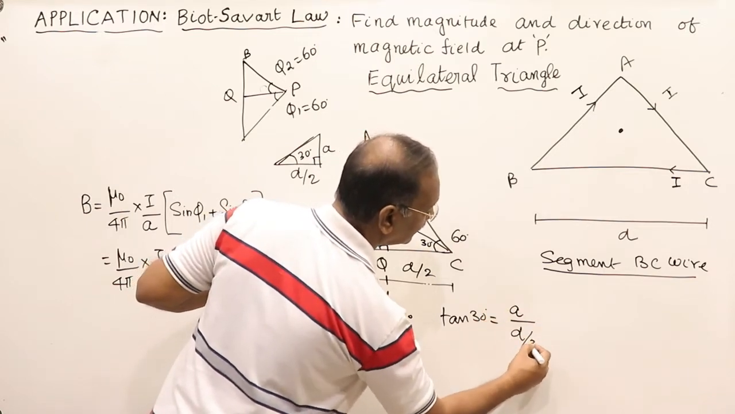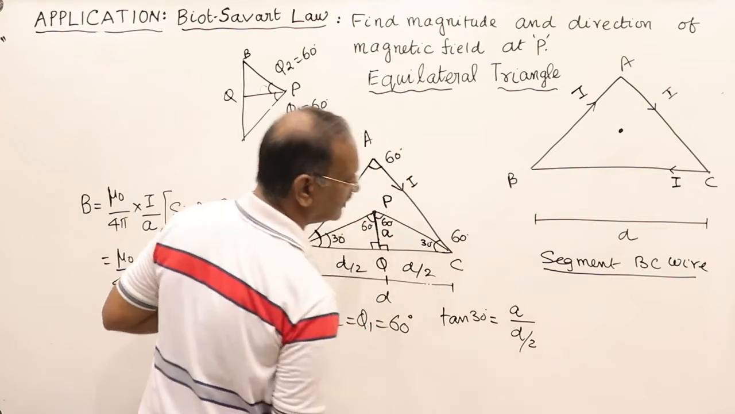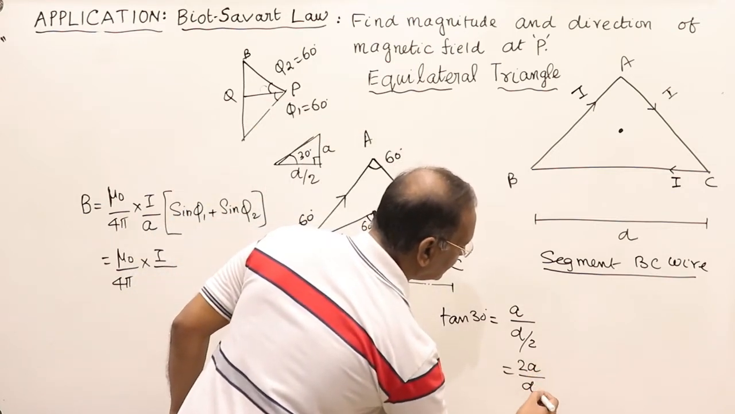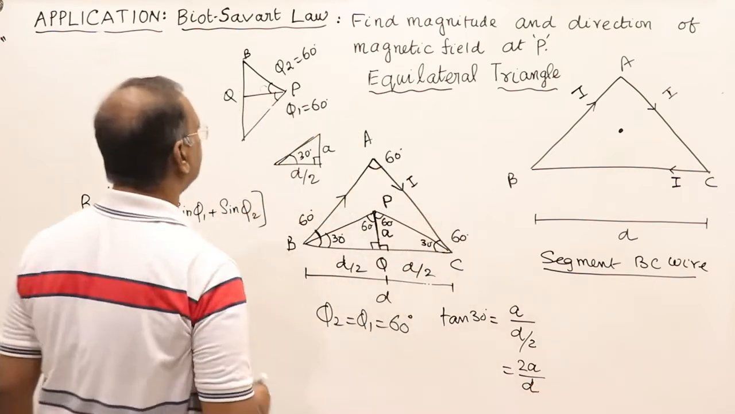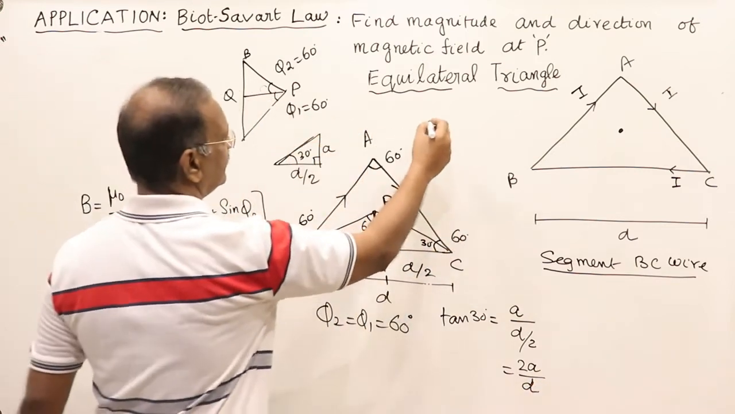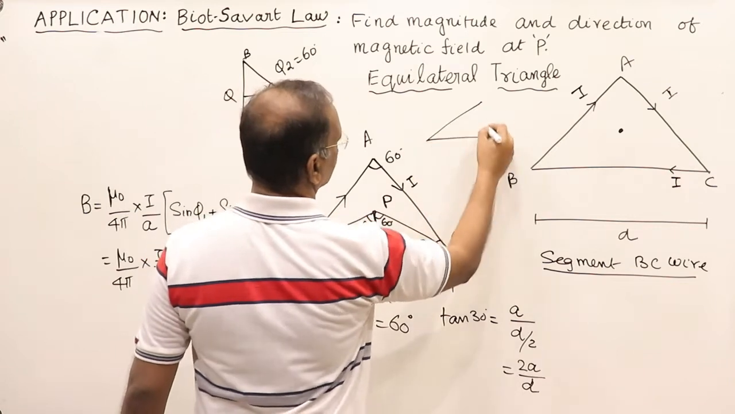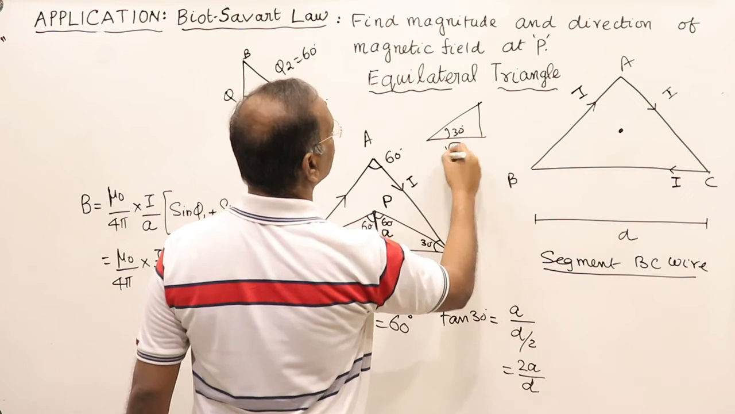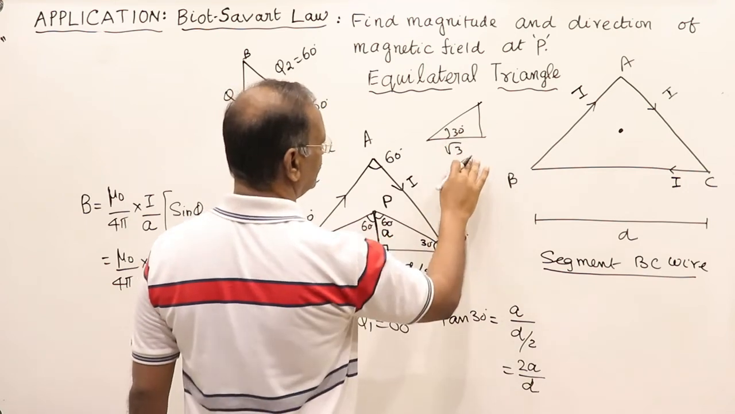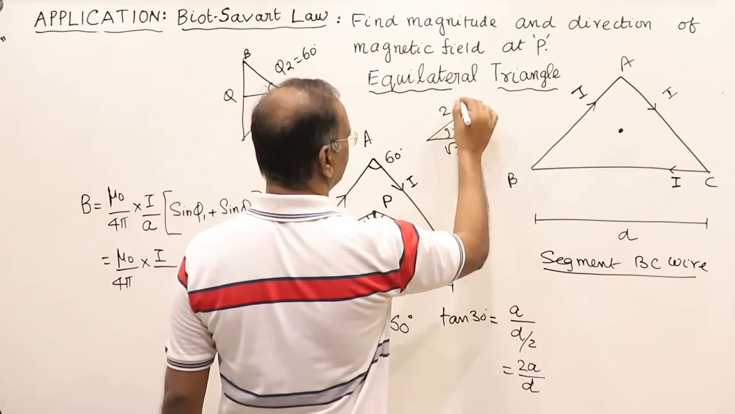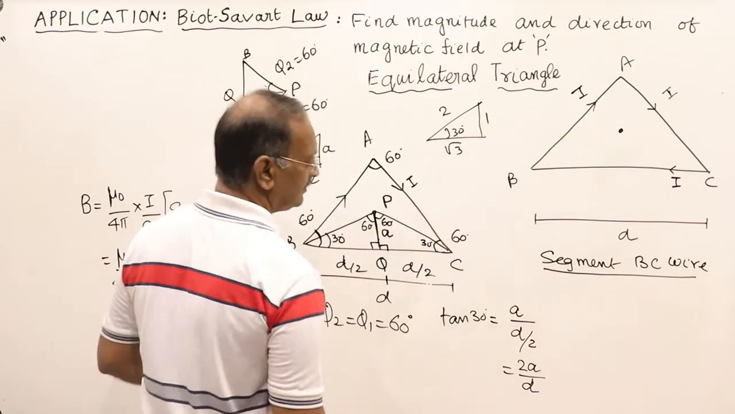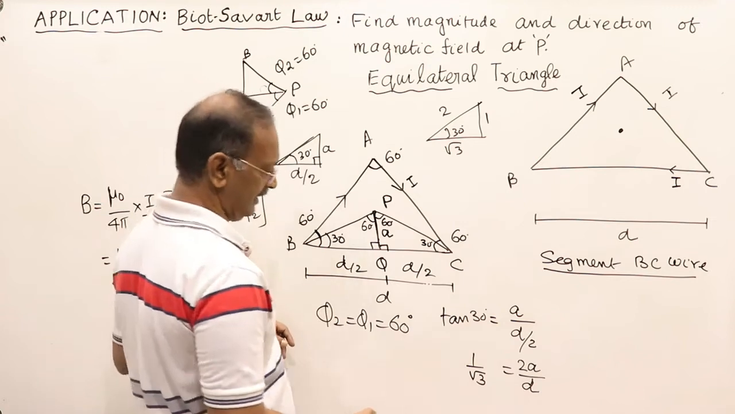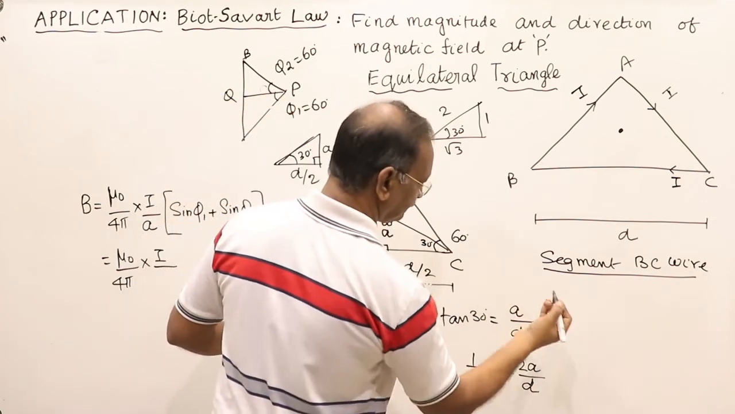So tan 30 is equal to 2A by D. What is tan 30? We can use the triangle for 30 degrees. For 30 degrees the sides are in the ratio 1 to root 3 to 2, where 30 is there, put the root 3 as the bigger side, hypotenuse 2. Tan 30 is equal to 1 by root 3.